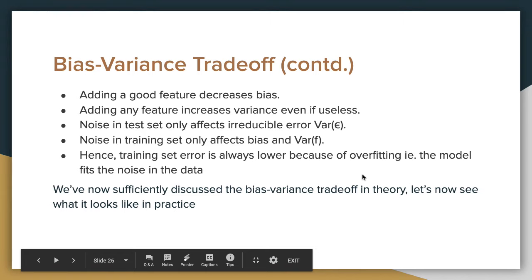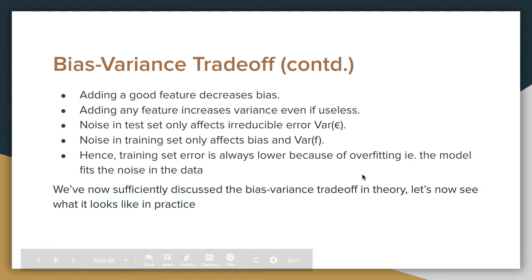Now we have noise in our test set and our training set. In the context of our test set, the noise only affects the irreducible error. But in the context of our training set, it affects bias and variance. Because the noise in the training set affects bias and variance, our model tries fitting to that. And that's the idea of overfitting, right? You overfit to the noise.